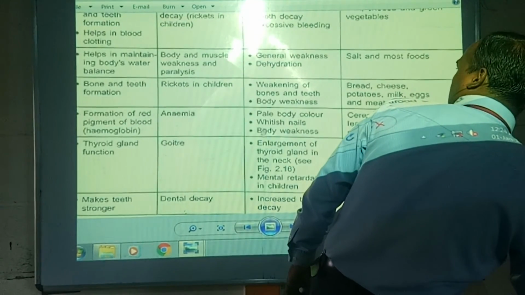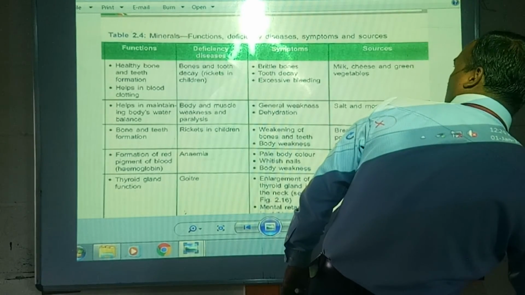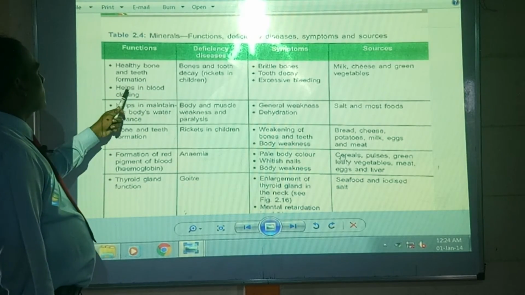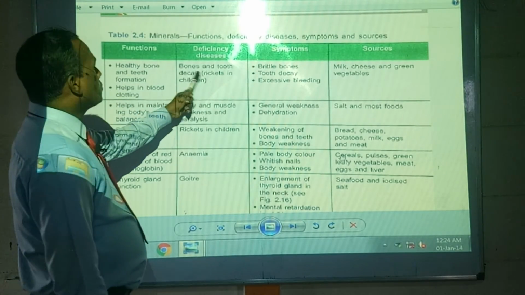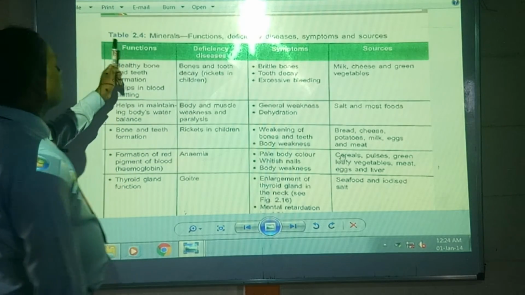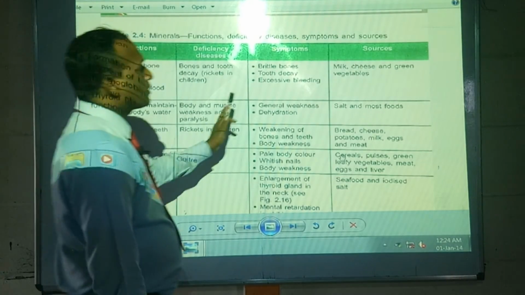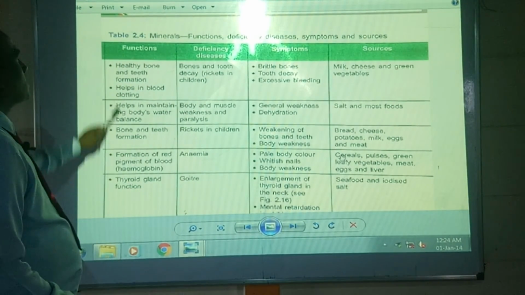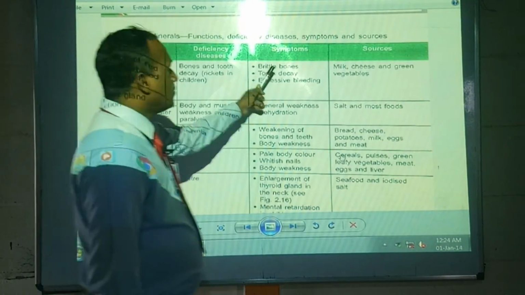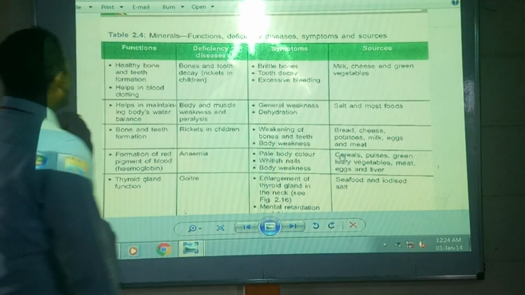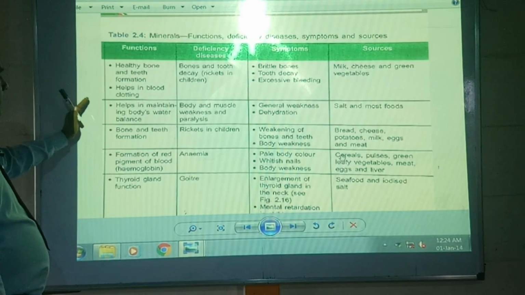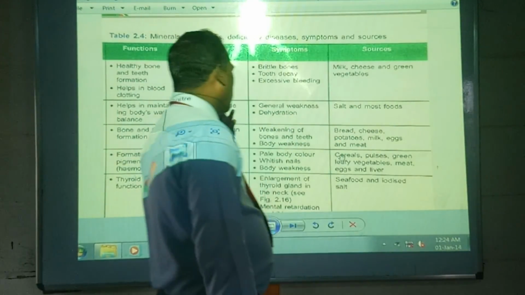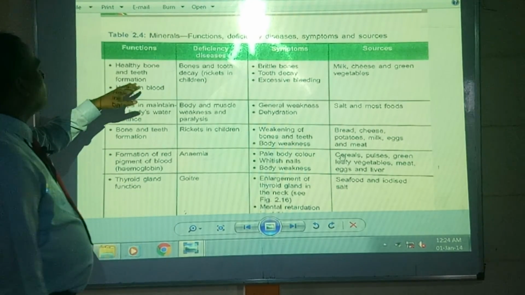So look here, students, I want to tell you about functions and deficiency. So what are the functions? Healthy bones and teeth, and it helps blood clotting. Deficiency: bones become loose and decay, and these are the minerals. For minerals, we face some problems. So here are the functions, and here the deficiency, symptoms and sources. From where do we get these things? Especially, students, whatever minerals we get, for example, healthy bones and formation help blood clotting.